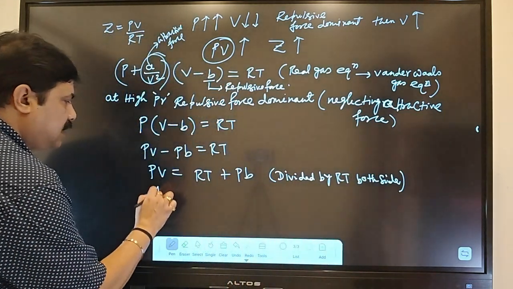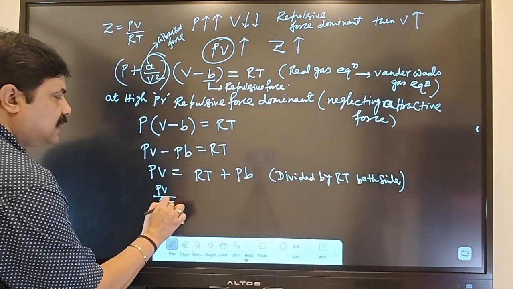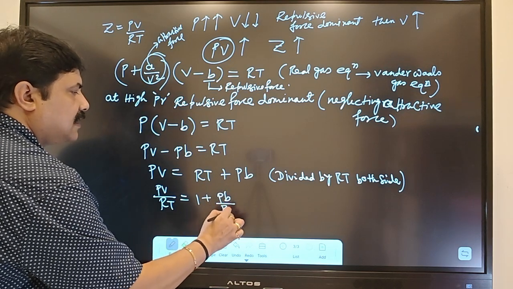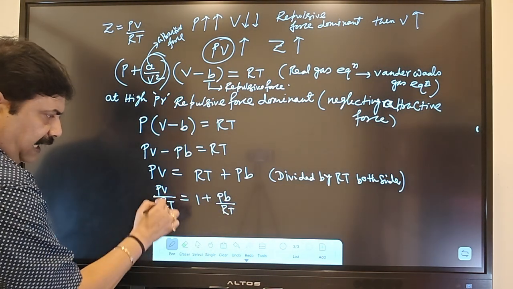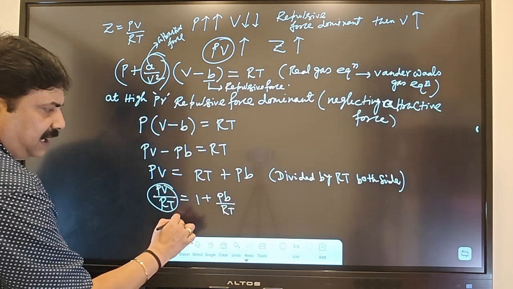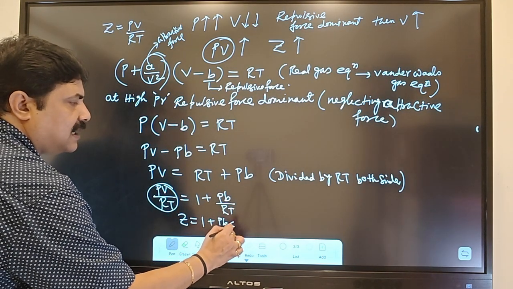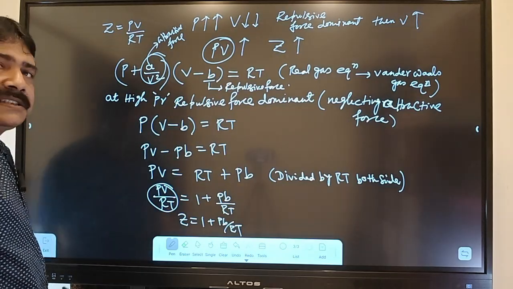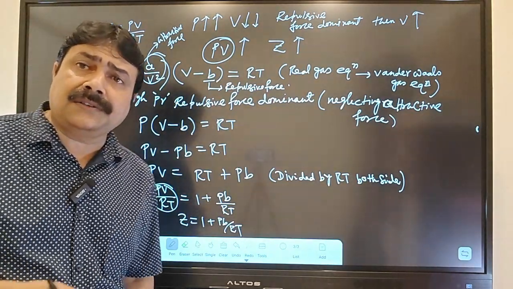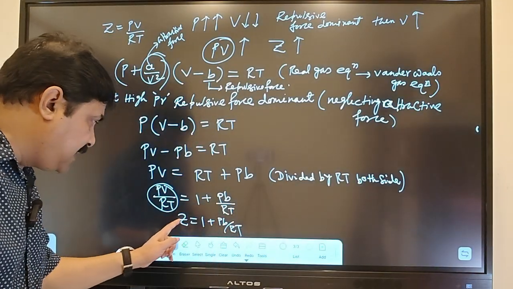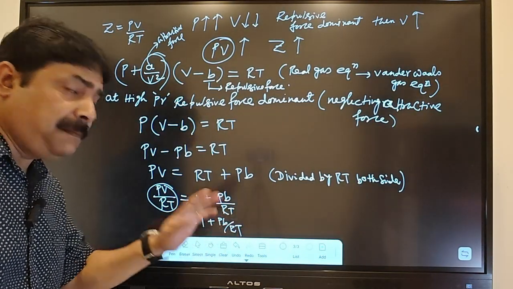Then you will get PV by RT equals 1 plus PB by RT. And now PV by RT is nothing but your Z. So Z equals 1 plus PB by RT, that is, 1 plus something. Generally for the ideal gas, Z equals 1, and in the high pressure region Z is greater than 1. So that's why Z equals 1 plus something in the high pressure region.